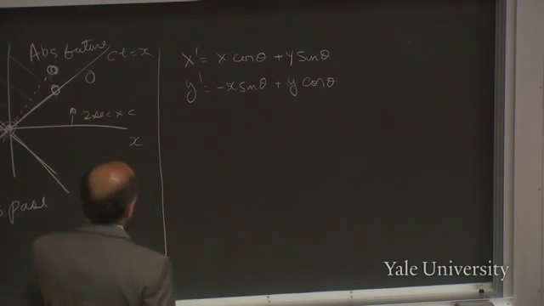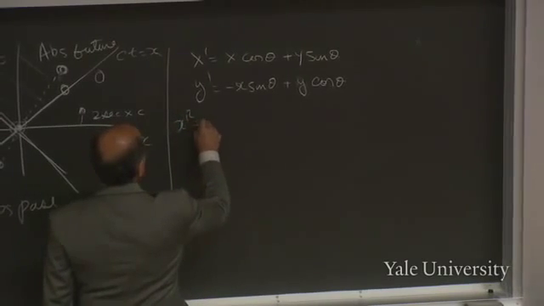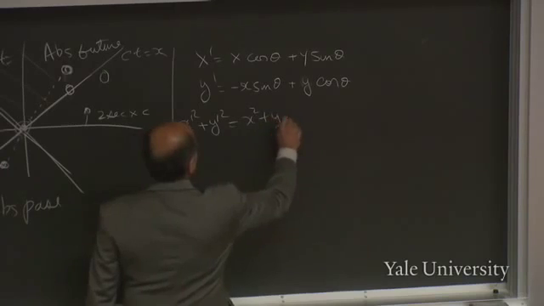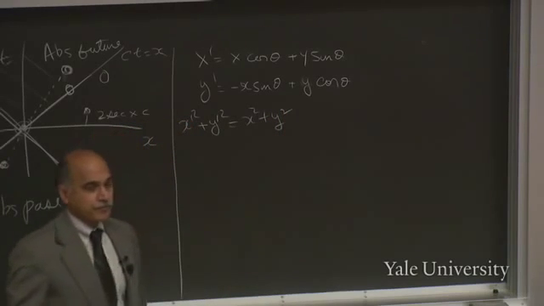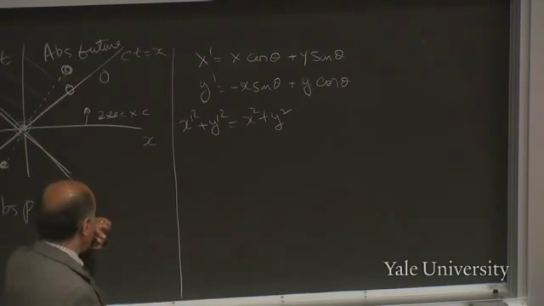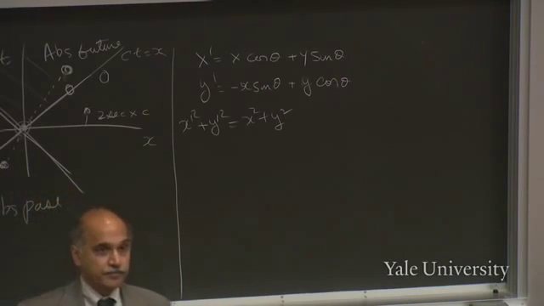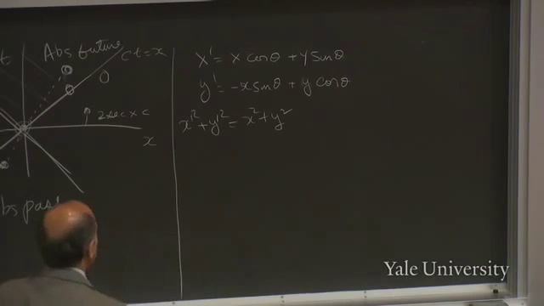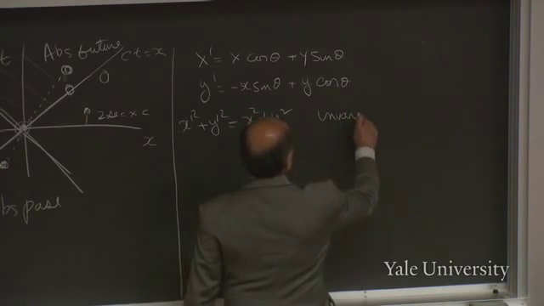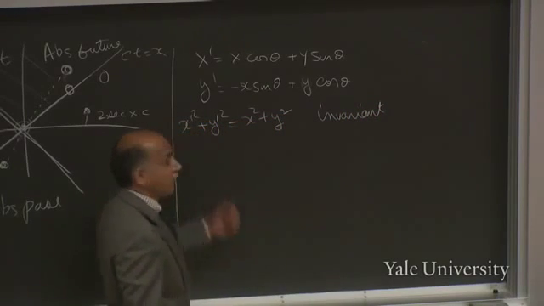But even in this world, we noticed that x prime squared plus y prime squared is the same as x squared plus y squared. Namely, the length of the line connecting the origin to the point, or the distance from the origin, is unaffected by rotations. This is called an invariant. This doesn't depend on who is looking at it. Everyone will agree on this, but they won't agree on x, and they won't agree on y, but they will agree on this.